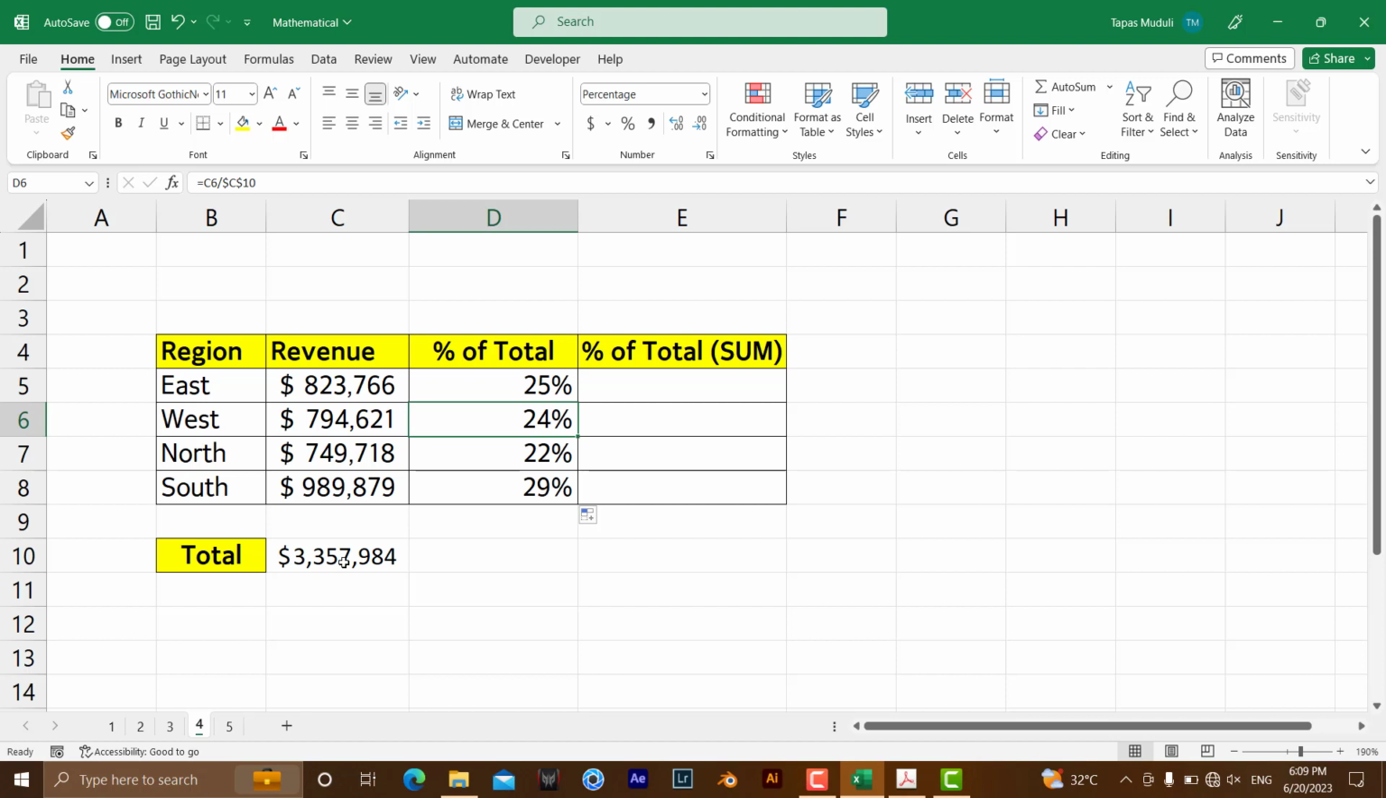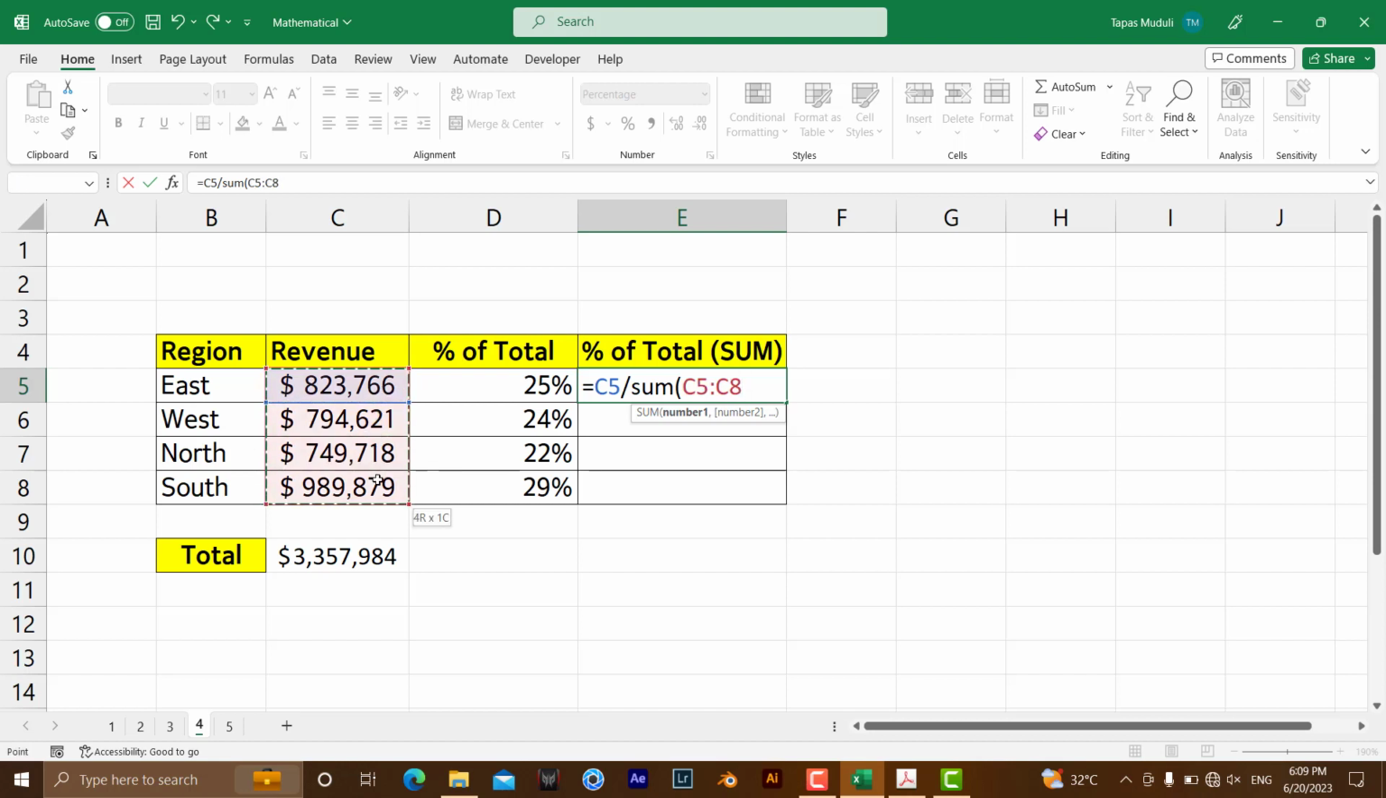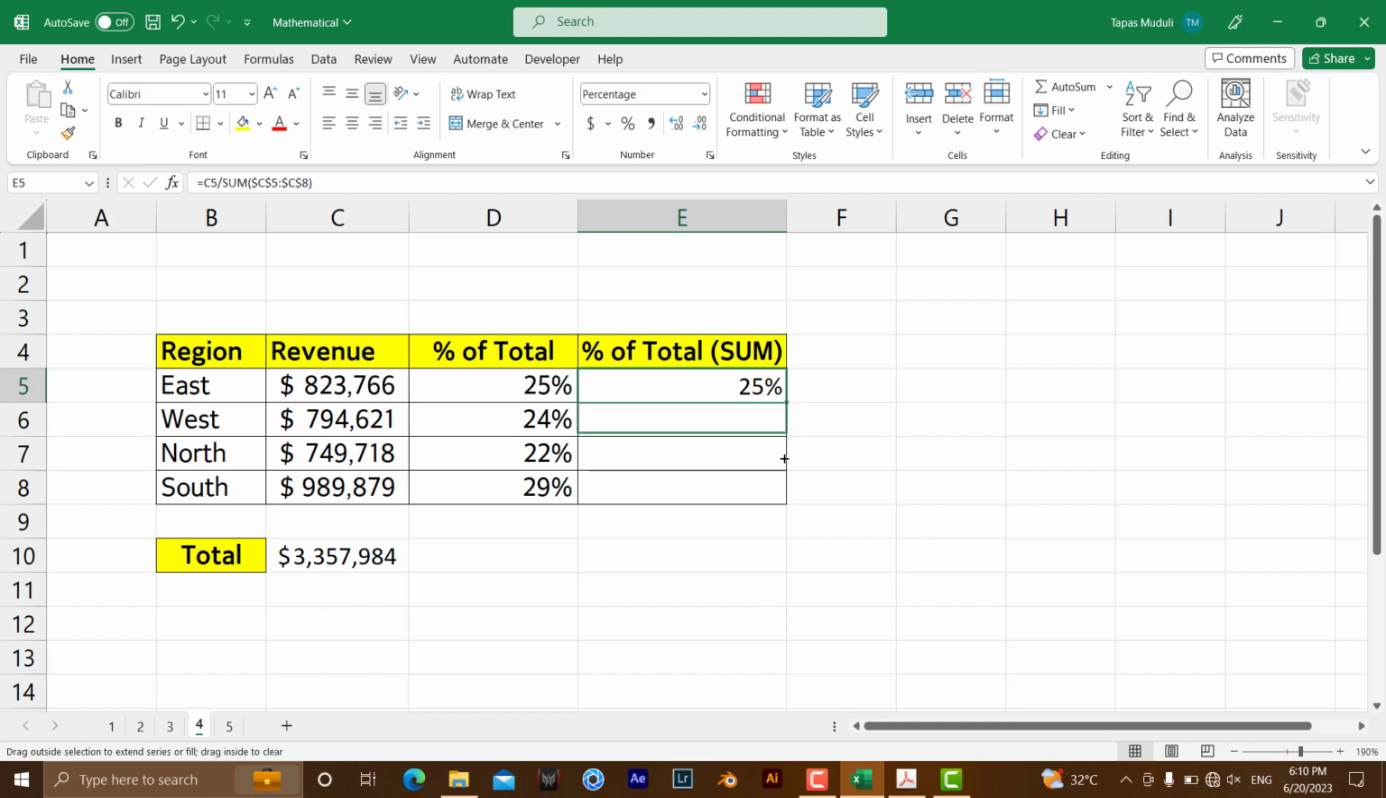It is super easy. But by chance, if you do not want to keep your total over here, you can use the sum function in between to get the same results. How exactly do you need to do it? Equal to C5 divided by, here you write the sum function, SUM, open bracket, what you want to sum, that is this range, C5 to C8. I want to make it an absolute cell reference, so I am pressing F4 over here and close the bracket, hit enter. So you will get the same answer, but here we are directly inserting the sum function within the formula instead of taking the reference over here.